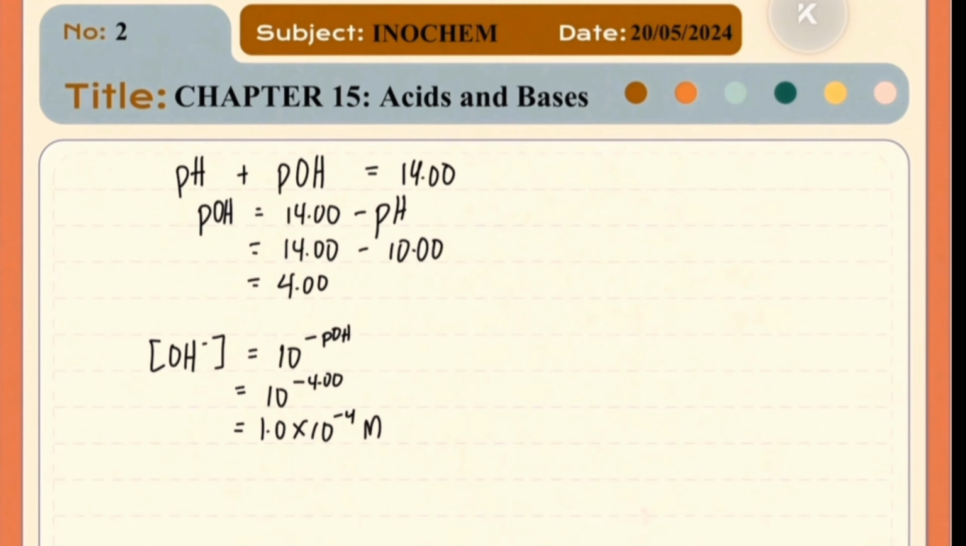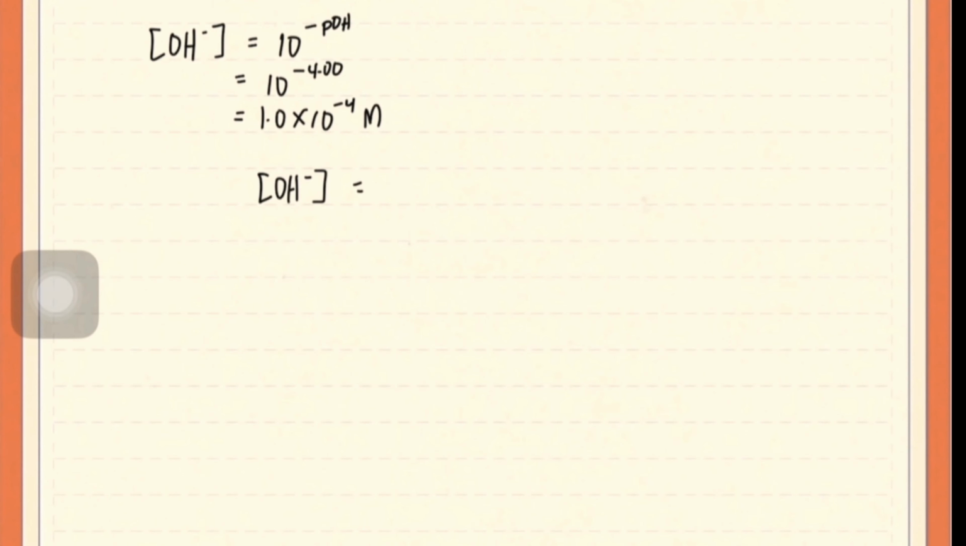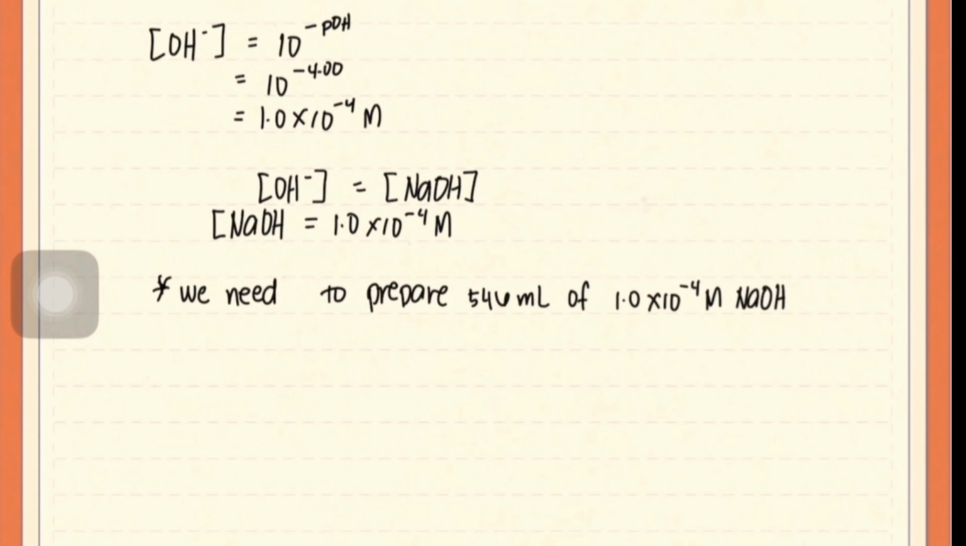Since sodium hydroxide is a strong base, it ionizes completely. Its initial concentration is equal to the concentration of the hydroxide ion. So, we need to prepare 546 mL of 1 times 10 raised to negative 4 M, or 1 times 10 raised to negative 4 mole per liter, sodium hydroxide solution.